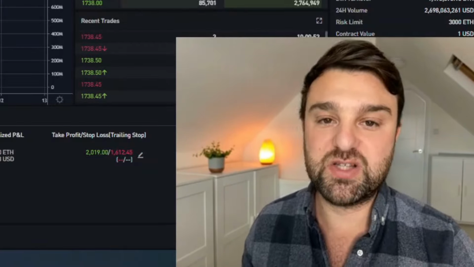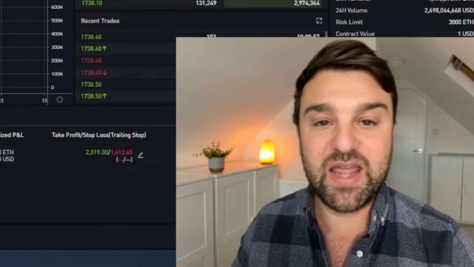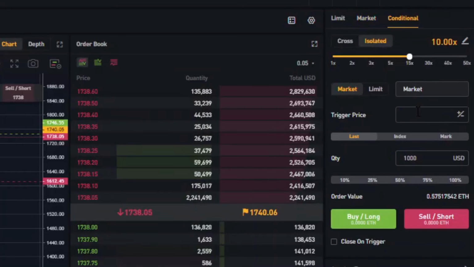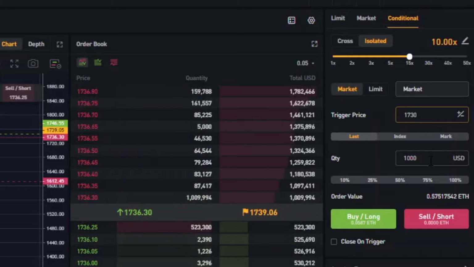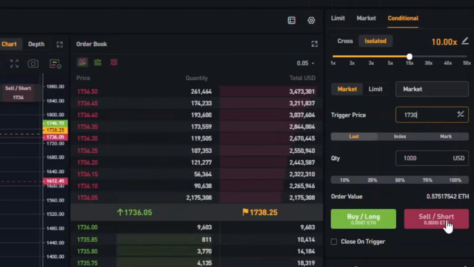If you use market, there is a small fee attached to it because you're just able to enter the market. So conditional order, trigger price. What does a trigger price mean? Again, you can use market or limit for a conditional order. Let's say we put a market in this particular circumstance. Trigger price, you might want to put again at $1,730. That's the trigger price, and a contract of $1,000 US. So when and if it triggers at $1,730, you can select buy or sell short.